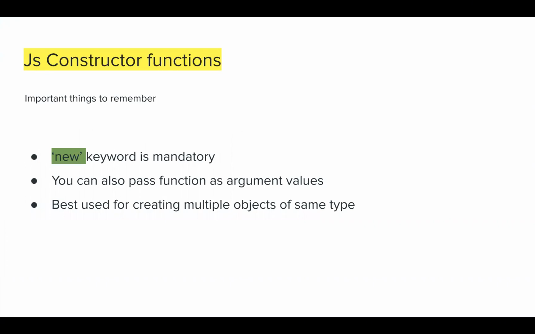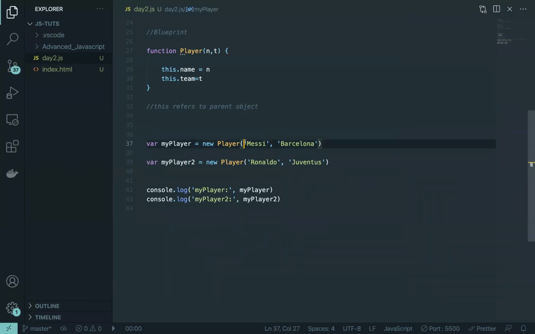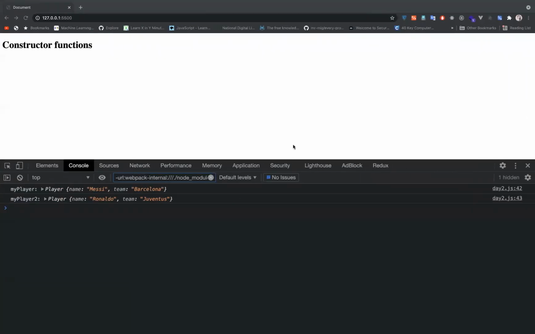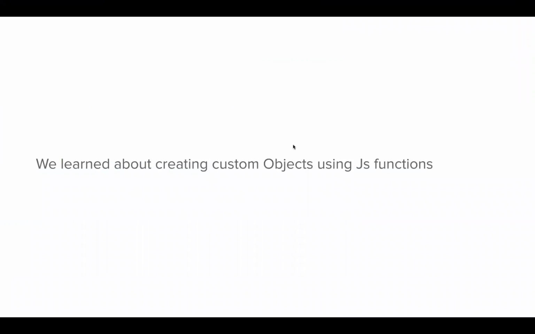So important things to remember: the new keyword is mandatory. Try removing the new keyword and try running that code, see what you get, and also try checking the global object and see if you can find anything. Now you can also pass values as arguments. As you can see here, we are passing the values here, because ultimately, even with the new keyword, whatever it is, it is still a function, and a function should get executed, and that's what we are doing here. We are executing a function. And lastly, it is best used for creating multiple objects of the same type.